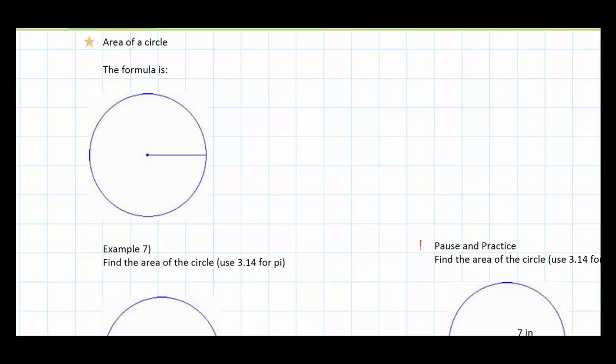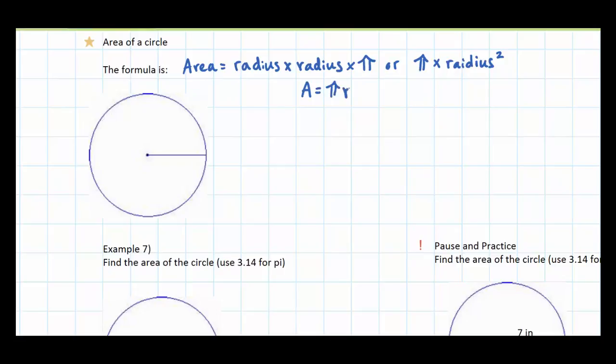Area of a circle. The formula for the area of a circle is area equals radius times radius times pi, or pi times radius squared. We can also write this as A equals pi r squared.